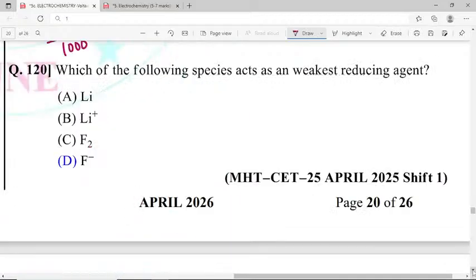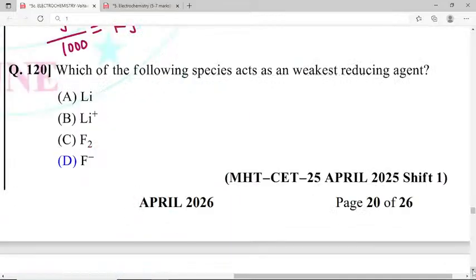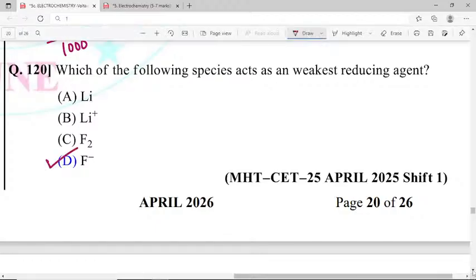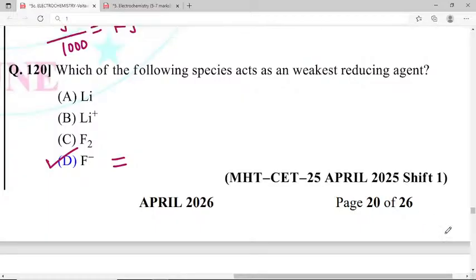Which of the following species acts as a weakest reducing agent? So F minus, weakest reducing agent. Weakest reducing agent F minus. Straightforward question from EMF series.